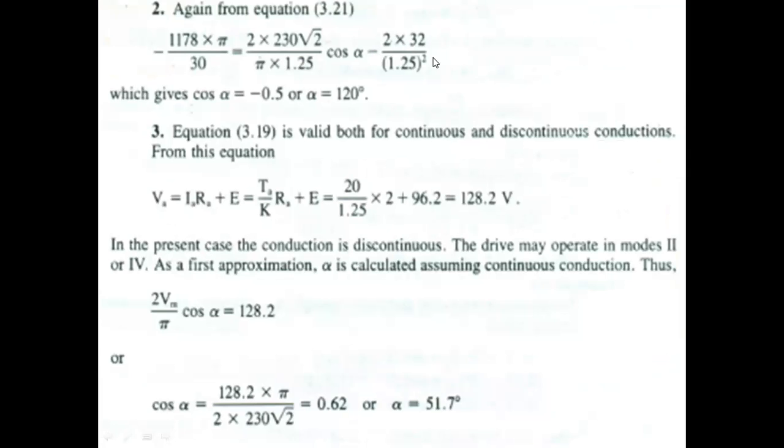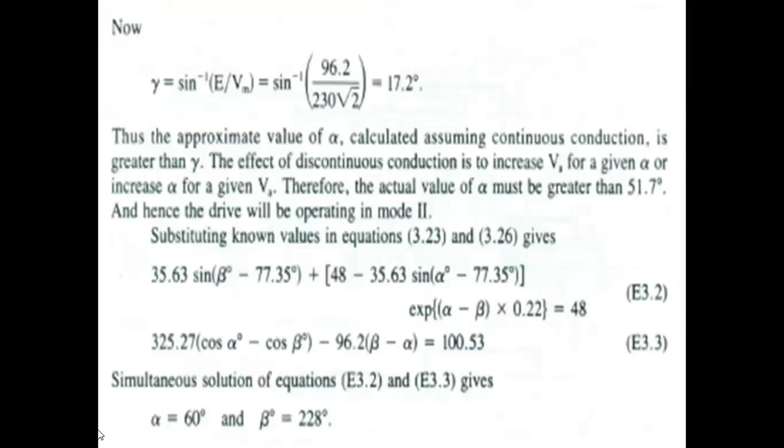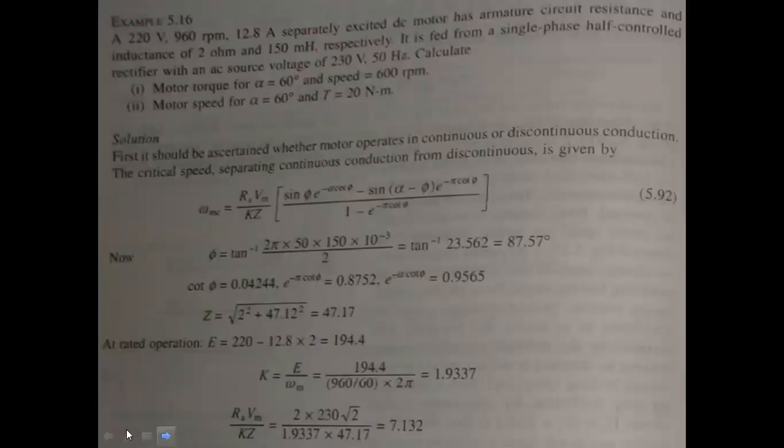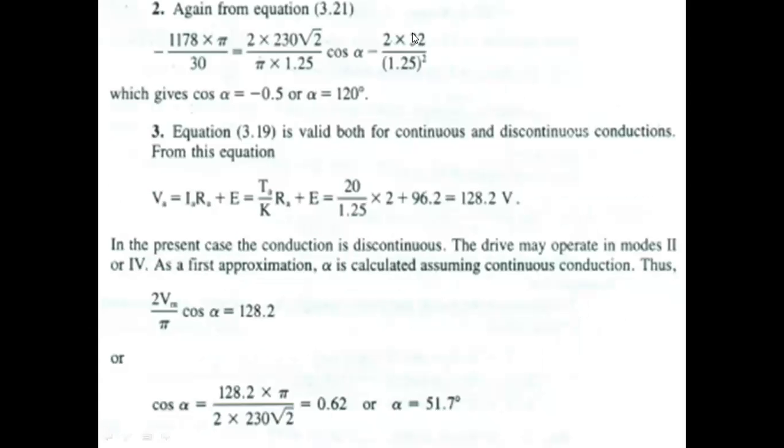minus 2 into Ra by k square into T is also there here. From this we will get cos alpha as minus, as it is the minus value, we get cos alpha as minus 0.5, or alpha is 120 degrees.